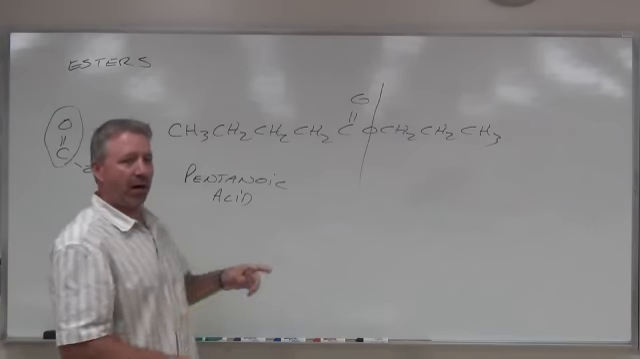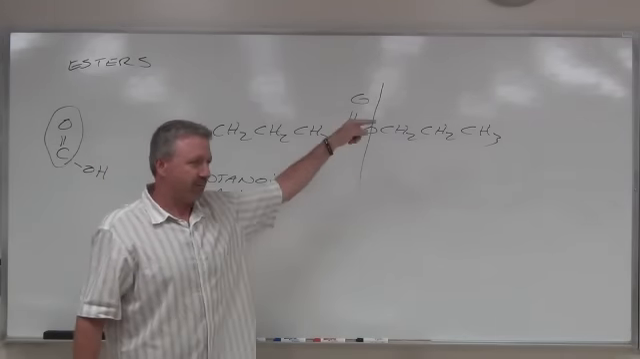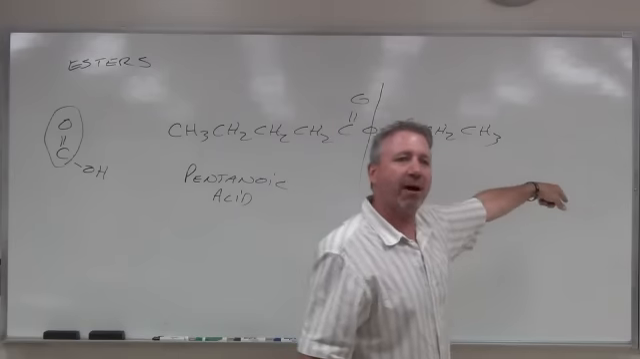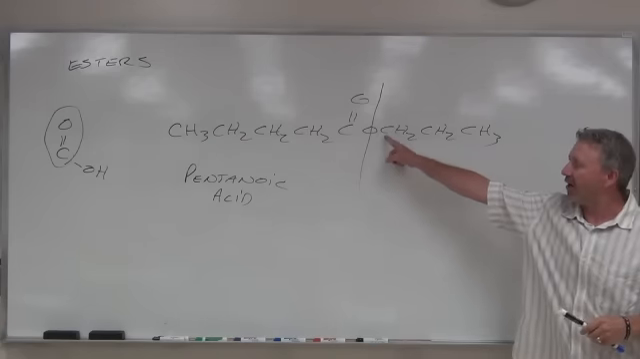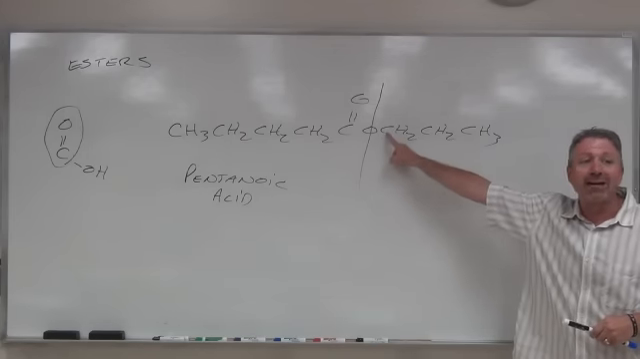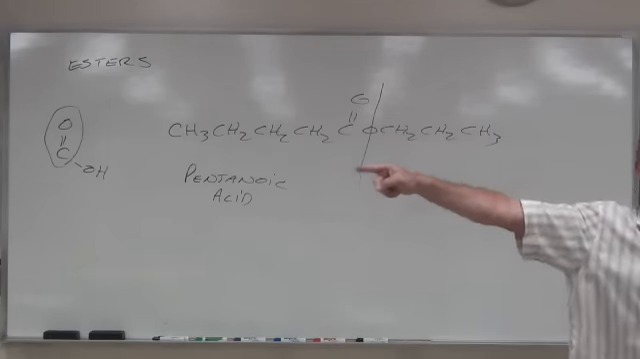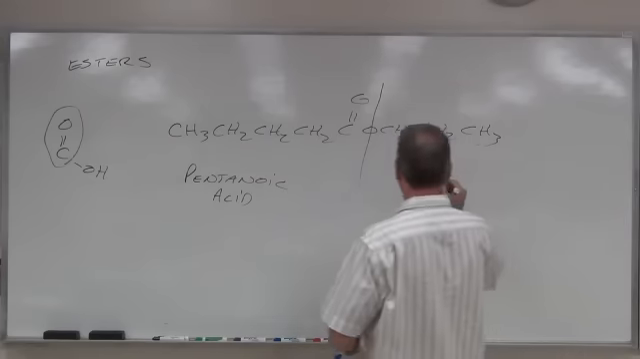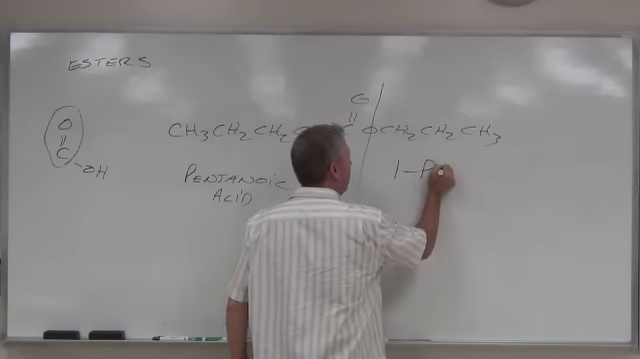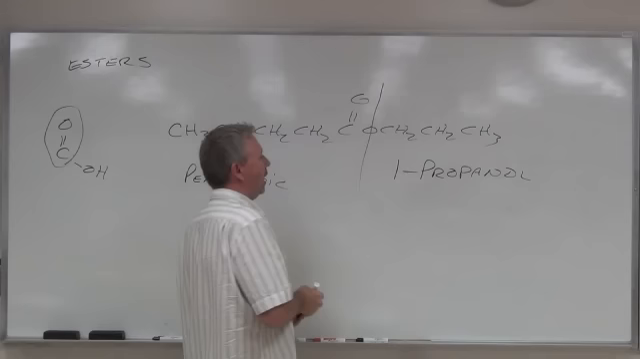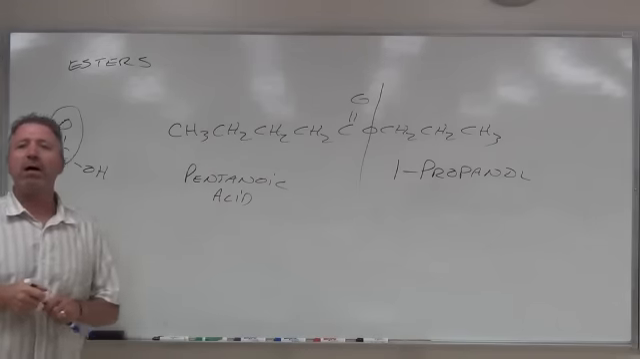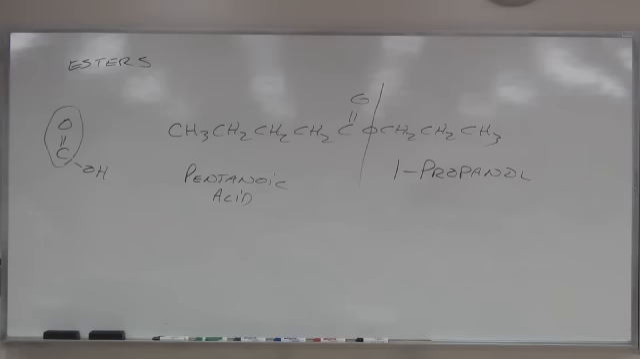What alcohol? The alcohol had to come from the other fragment, right? The alcohol had to come from the alkyl fragment. What is the C3 version of the alcohol bound at carbon 1? Propanol. You could have propyl alcohol, a whole bunch.